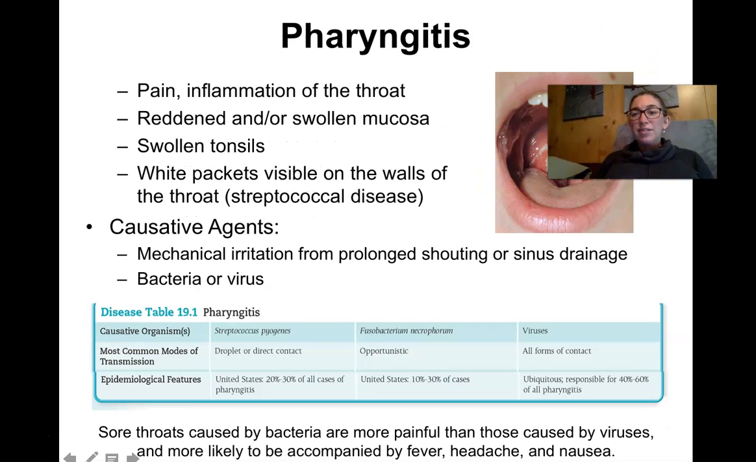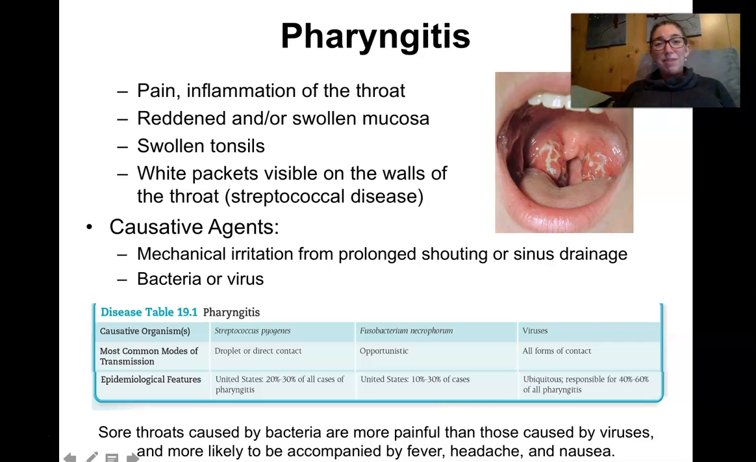Alrighty, so let's talk about the first disease of the respiratory tract. We'll start in the upper respiratory tract and move down. So pharyngitis, super common. Basically, we call that a sore throat. So a red, inflamed sore throat, pharyngitis.